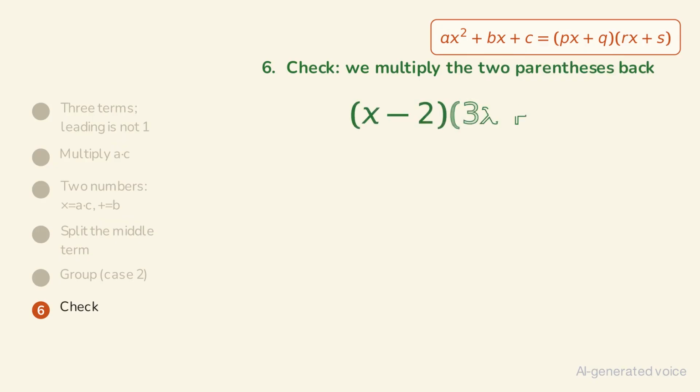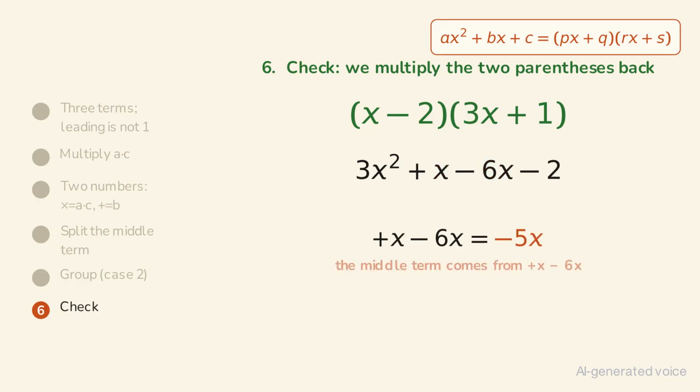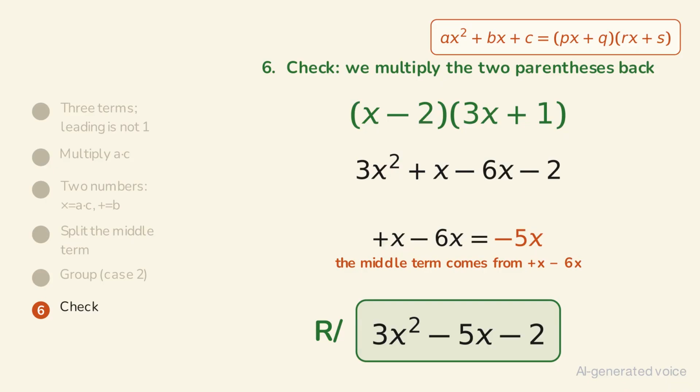Step 6, check, which nobody skips. We multiply the two parentheses back term by term. X times 3x gives 3x squared. X times plus 1 gives plus 1x. Minus 2 times 3x gives minus 6x. And minus 2 times plus 1 gives minus 2. Look at the middle term, plus 1x minus 6x gives minus 5x, exactly the middle of the original. Putting it all together, we return to 3x squared minus 5x minus 2, the original. The factoring is correct.